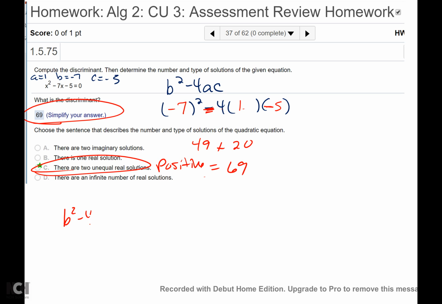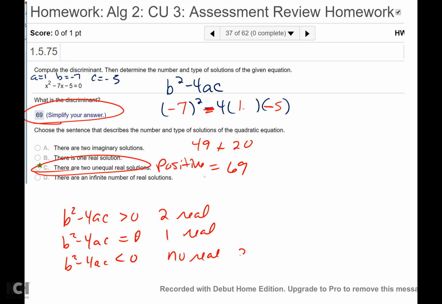Again, when b squared minus 4ac is positive, 2 real solutions. When b squared minus 4ac is exactly 0, 1 real solution. When b squared minus 4ac is negative, then there is no reals. There'll be 2 imaginary. Okay?